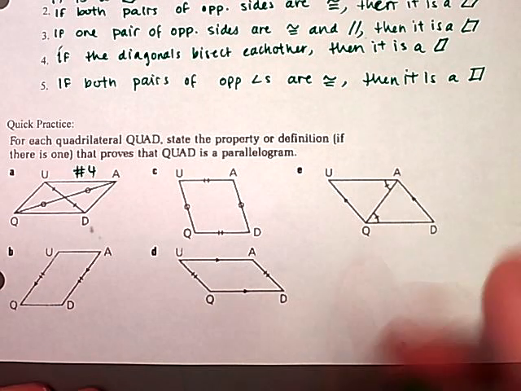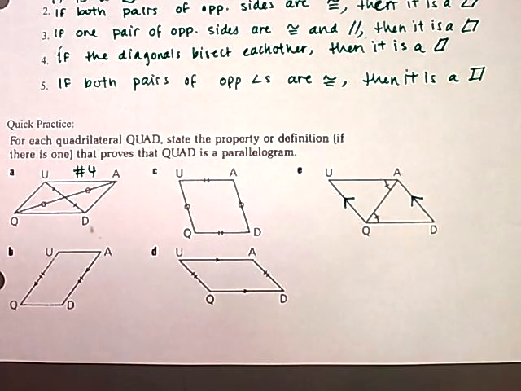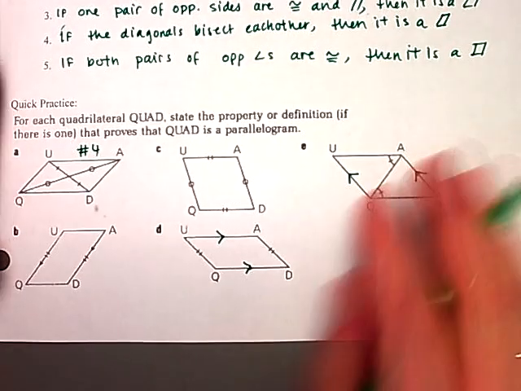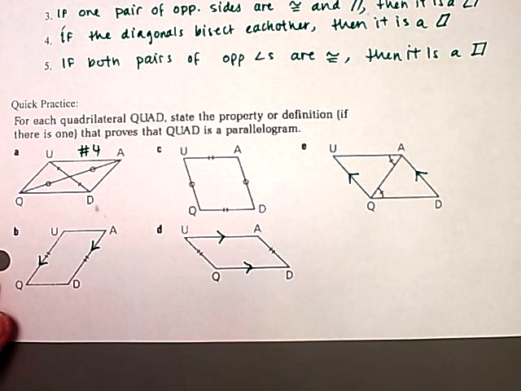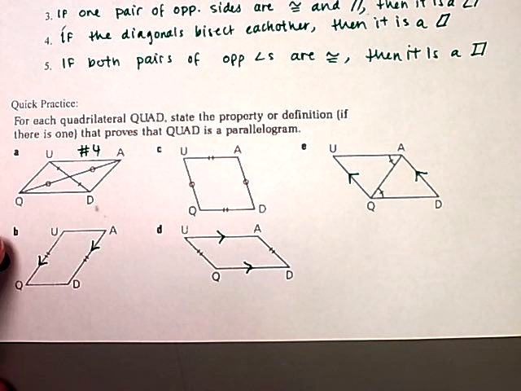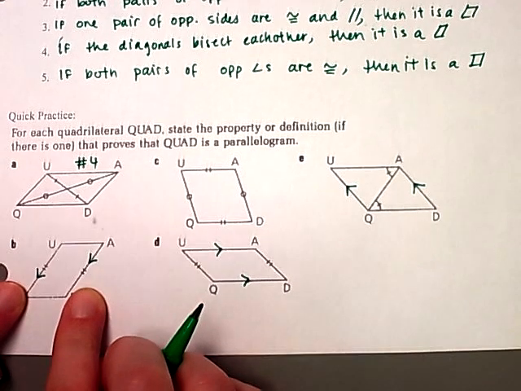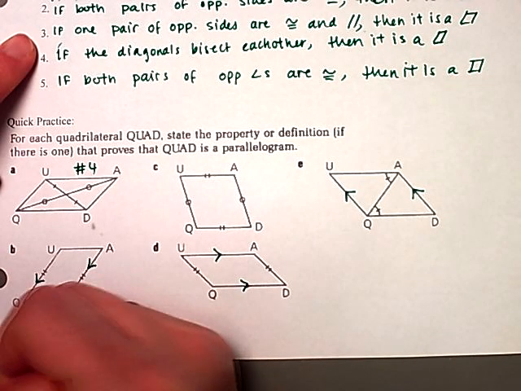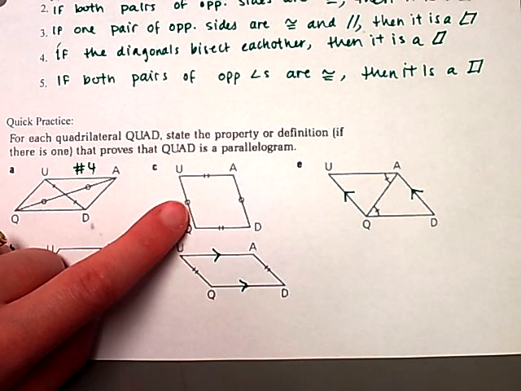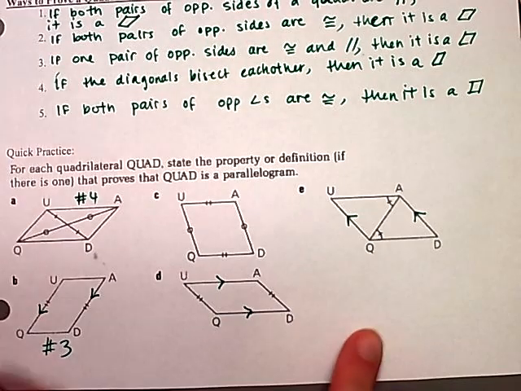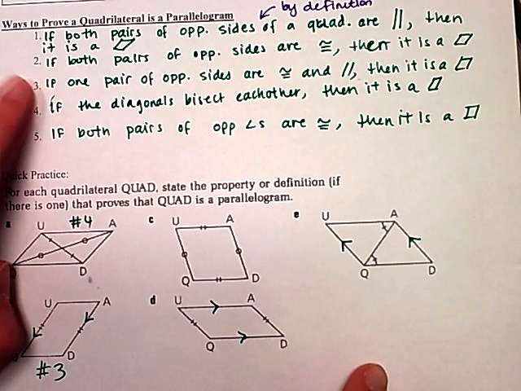In this picture, it's a little bit hard to see, but these two marks mean parallel there, and same here. If you're having a hard time seeing, those are the parallel arrows. Okay, so pause the video and then press play when you're ready to check your answers. Okay, so now for B, it's giving me one pair of opposite sides congruent and parallel. So that's number 3, right? In C, it's giving me both pairs of opposite sides are congruent. So that is number 2.